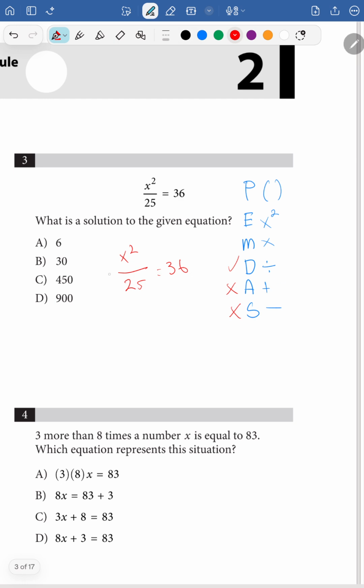So 25 times. The 25s cancel each other out, and you're left with x squared. 25 times 36, that should get you 900.